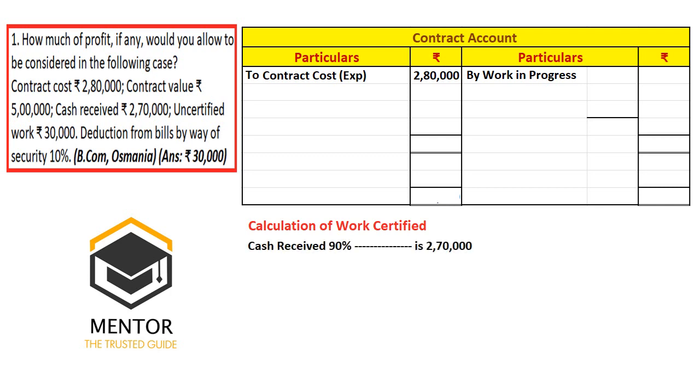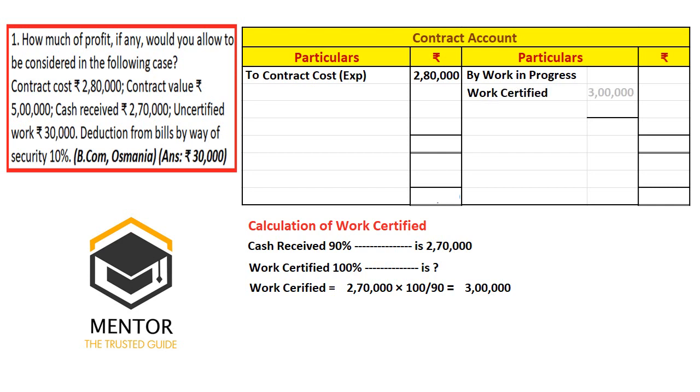How to calculate? Cash received is 90%, as 10% is deducted. So 90% is 2,70,000, work certified 100% is how much? Like this we can calculate work certified. Work certified is equal to 2,70,000 into 100 divided by 90 by cross multiplication, and we will get 3 lakhs. This is the value of work certified by the architect. How did we calculate? Based on the cash received and its percentage.